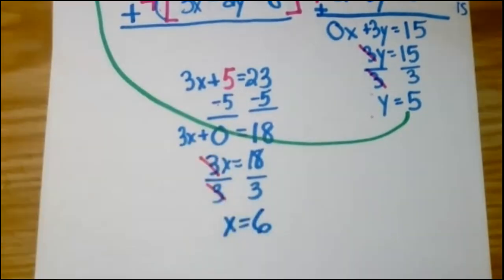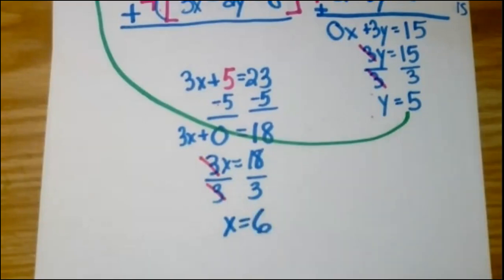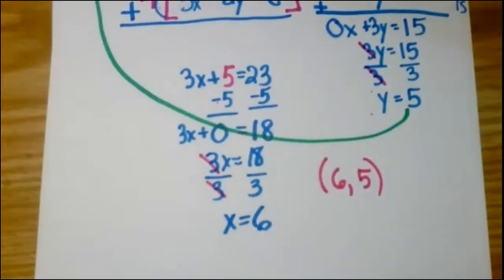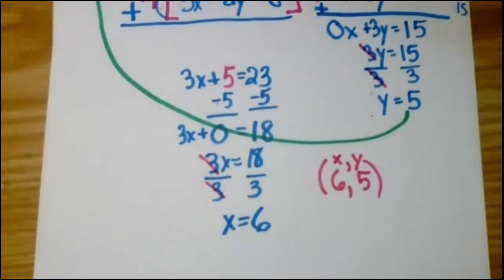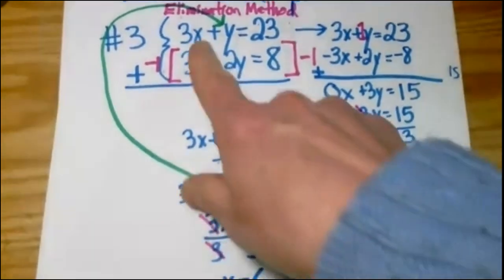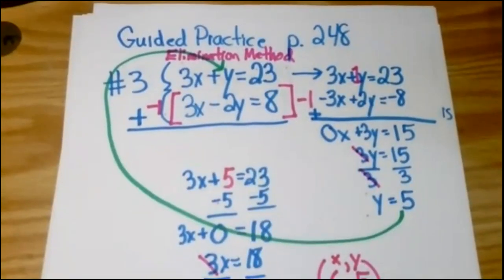I now have my x coordinate and my y coordinate. The answer then is 6, 5. Be careful that you put it in the right order. 6 is the x, 5 is the y. Be careful that you don't switch that around because remember we solved for y first on this one. That is the solution to our system of equations up here. If I plug 6 and 5 in for x and y to both equations, it should yield a true statement, and I can check that by doing that if I would like to.